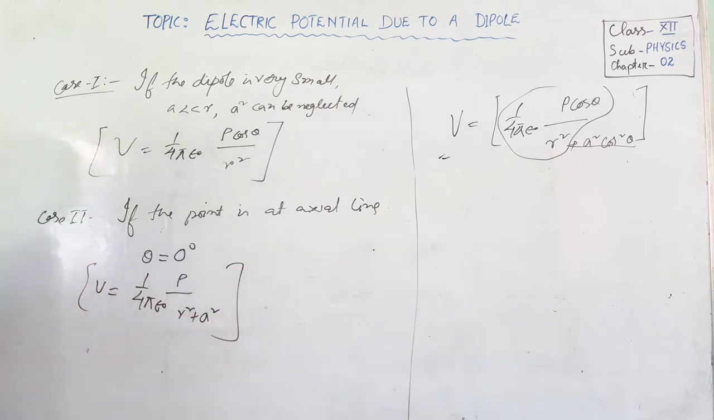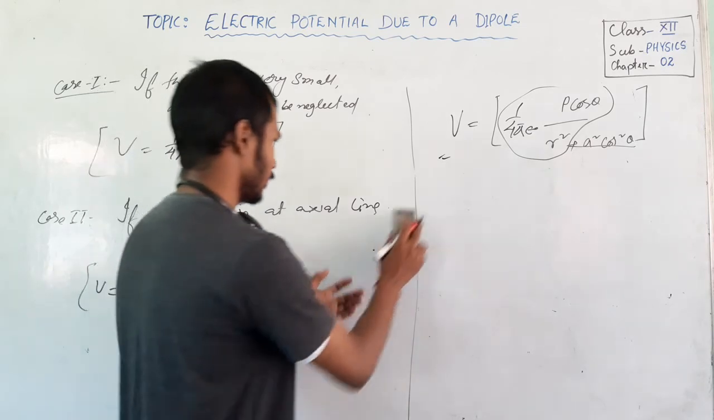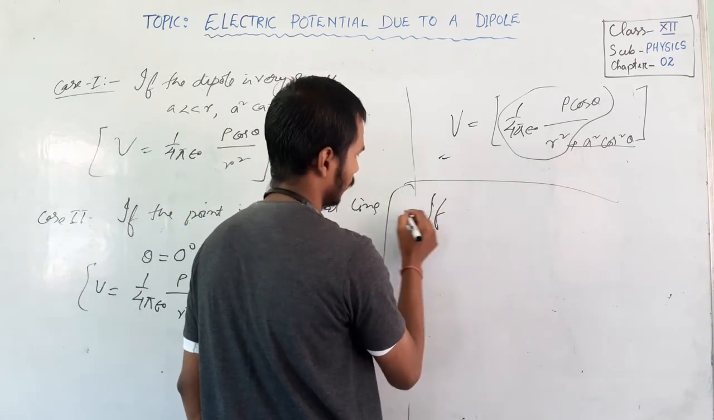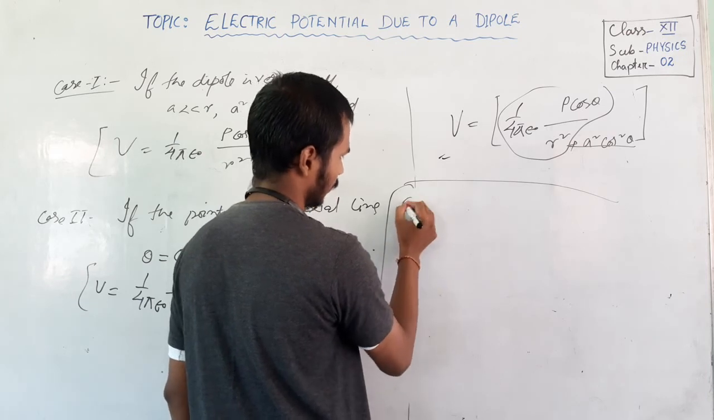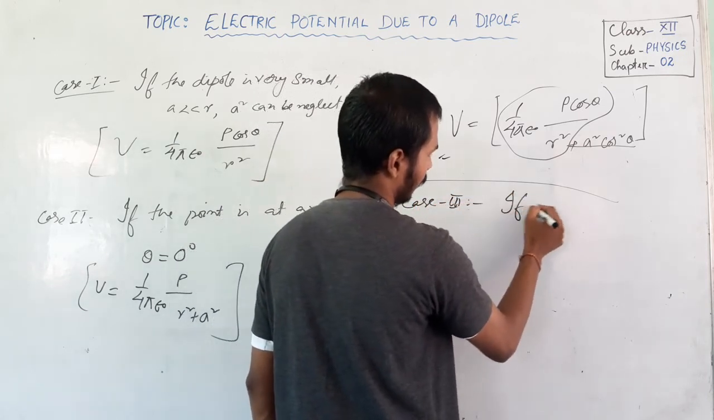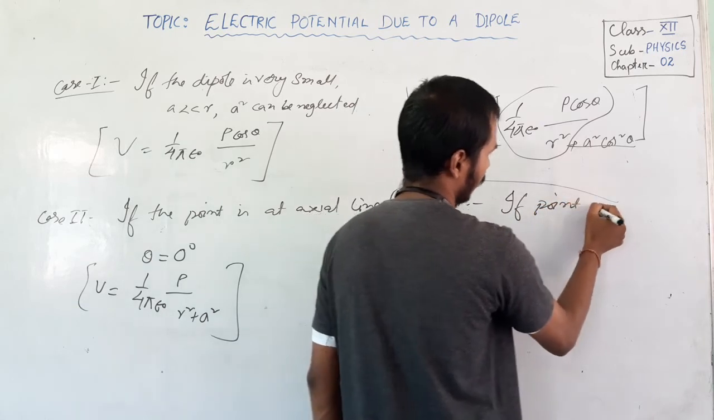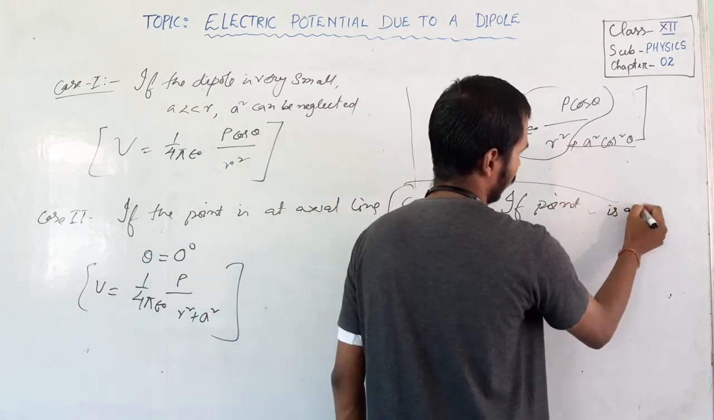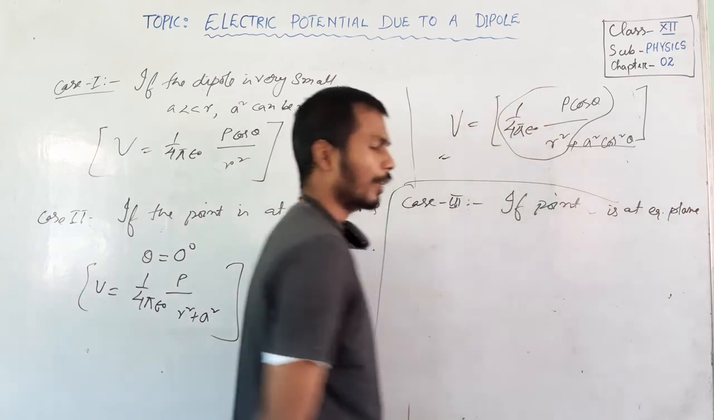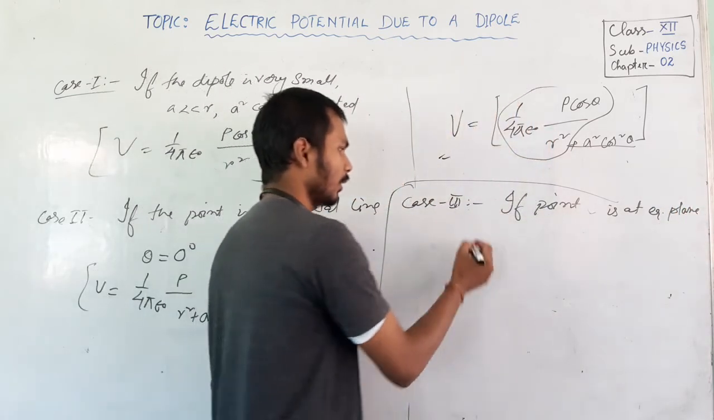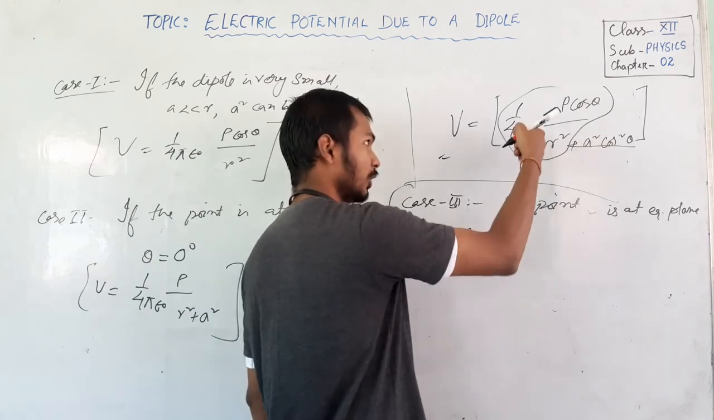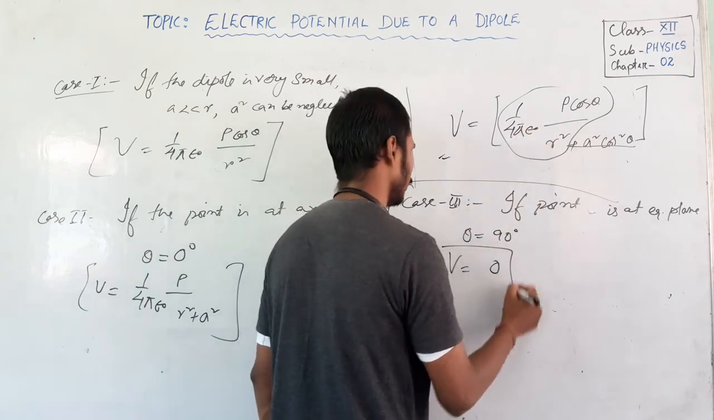Okay. Then last, not the least, case number 3, if the point is located on the equatorial plane, then theta will be equal to 90 degrees, and cos 90 is equal to 0, and V will be equal to 0.